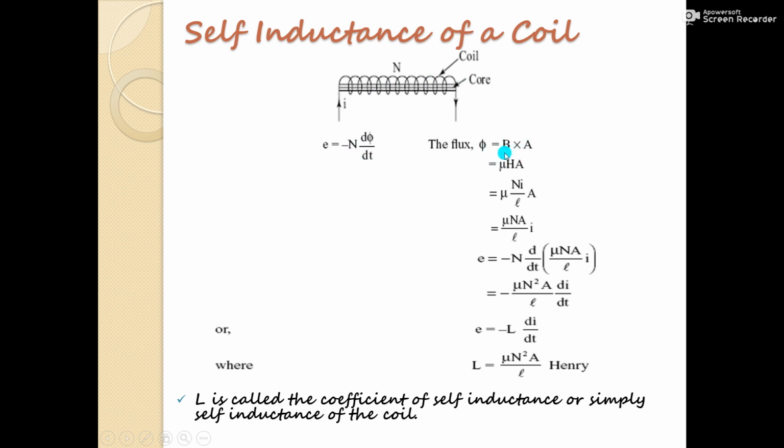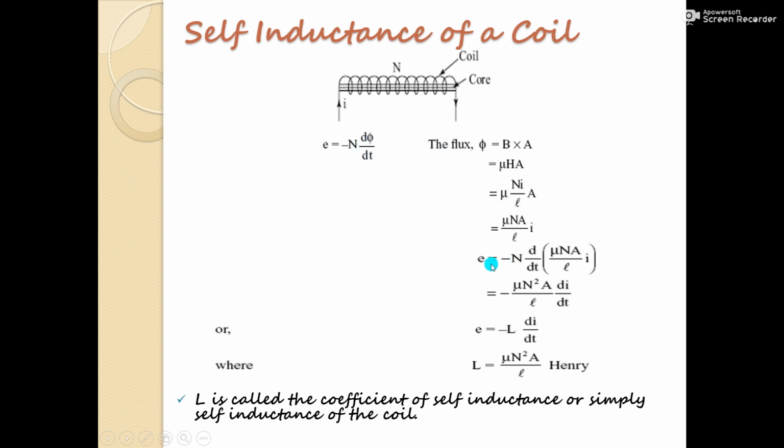So that can be written as mu into H into area. But we have gone through that magnetic field strength H is equal to N into I upon L. So we can put for H. So the expression will become mu N I upon L into A. So this can be put in the expression E equal to minus N d phi by dt.